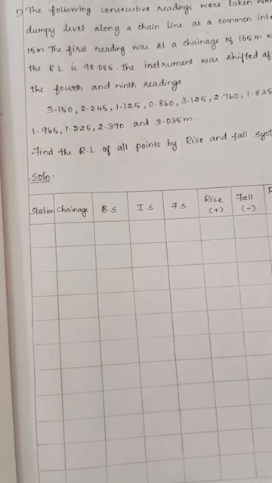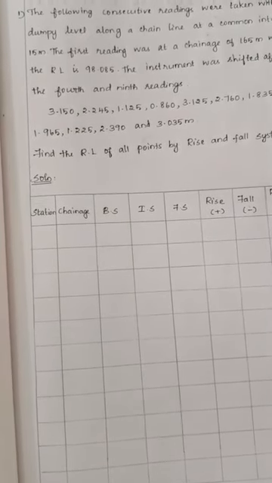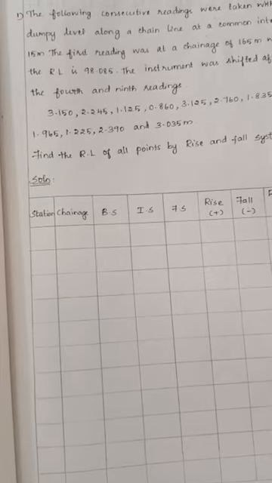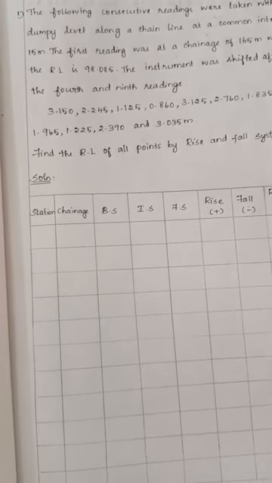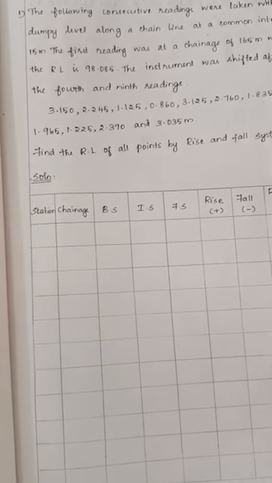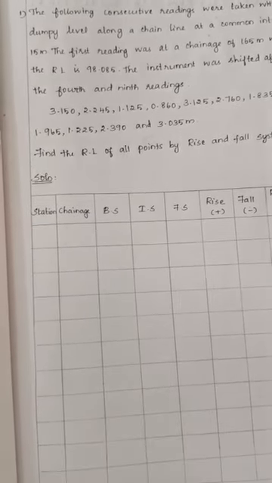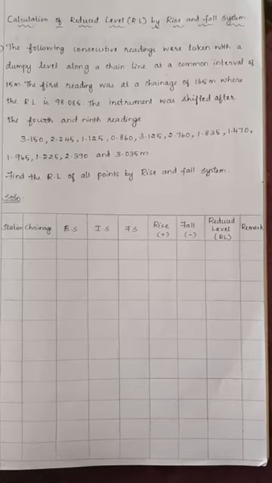There are two methods of reduced level calculation. They are the height of instrument method and the rise and fall method. Today we are going to study how to calculate the reduced level, that means RL, by the rise and fall system.